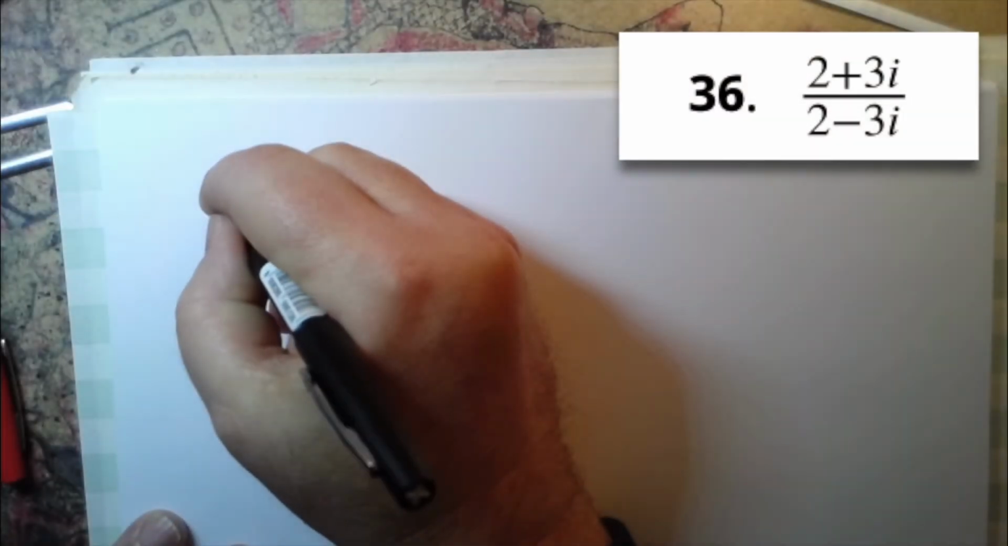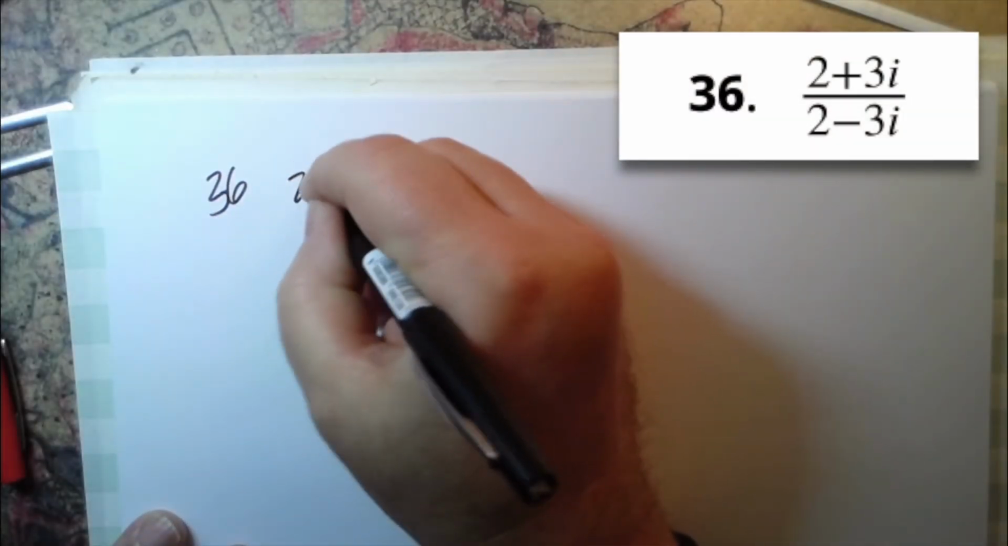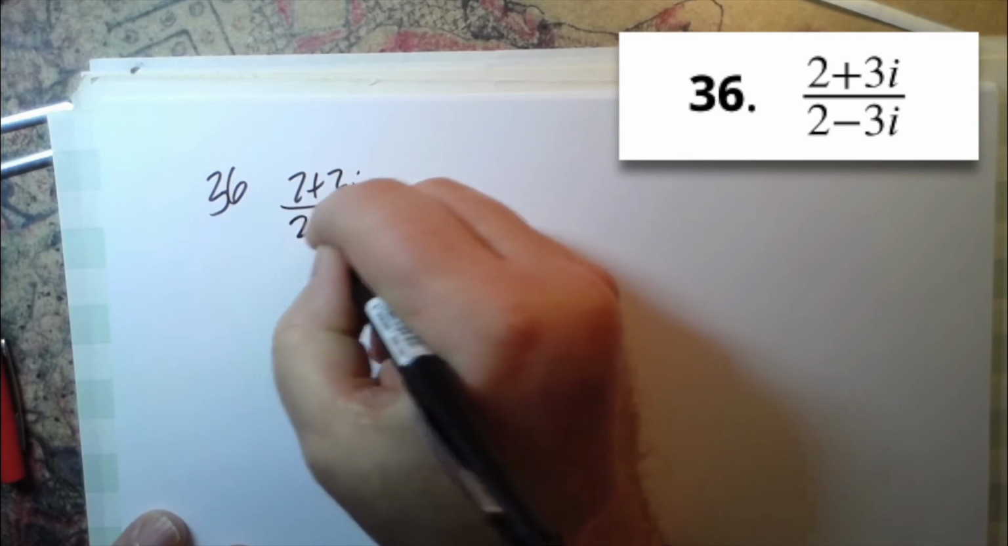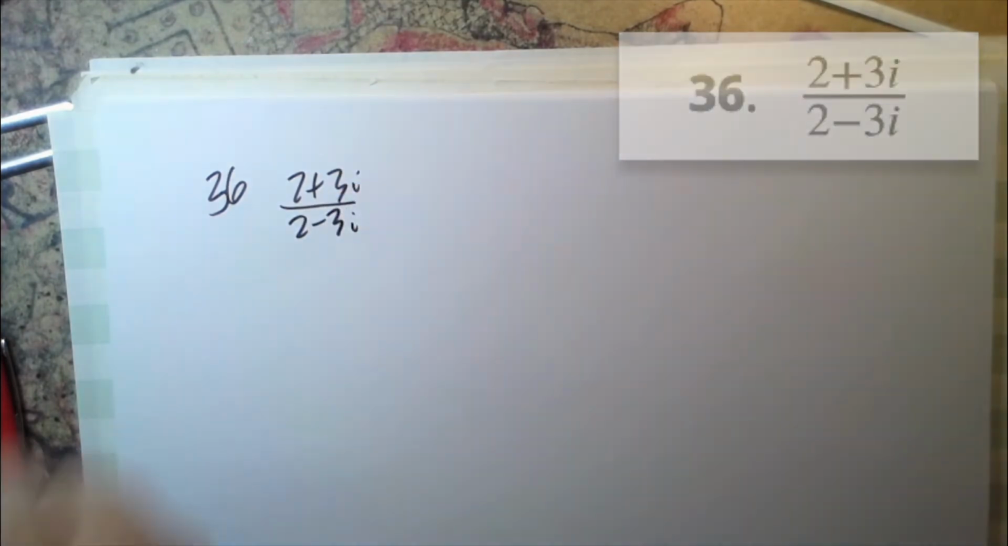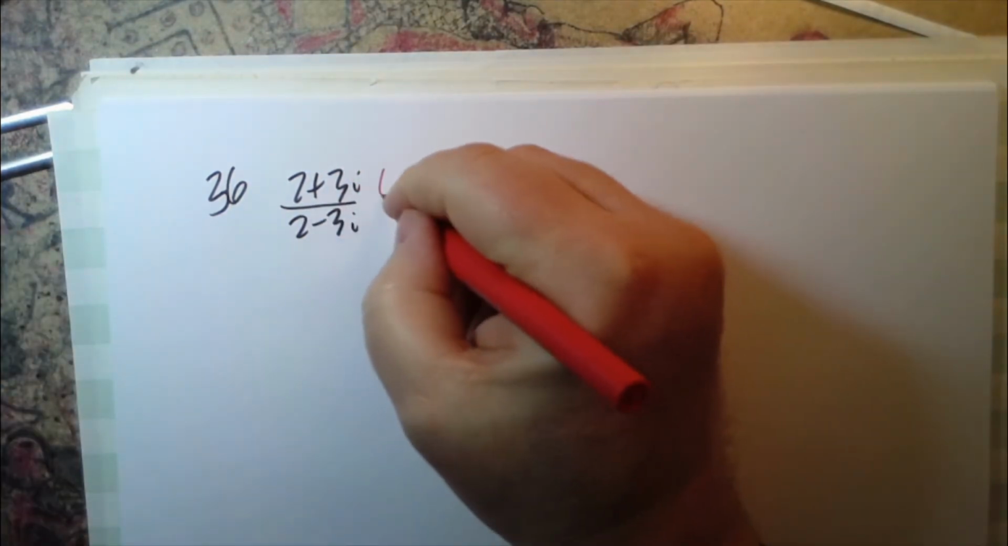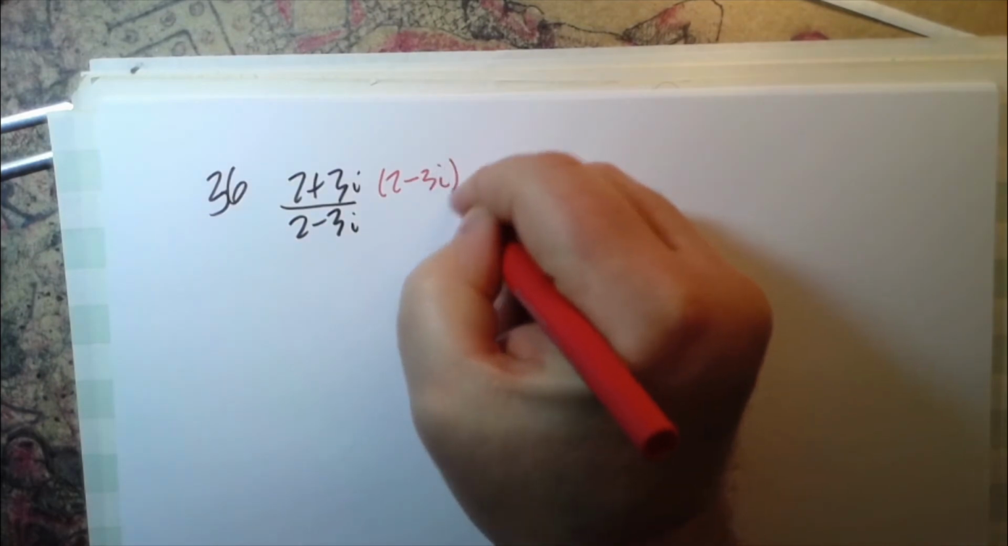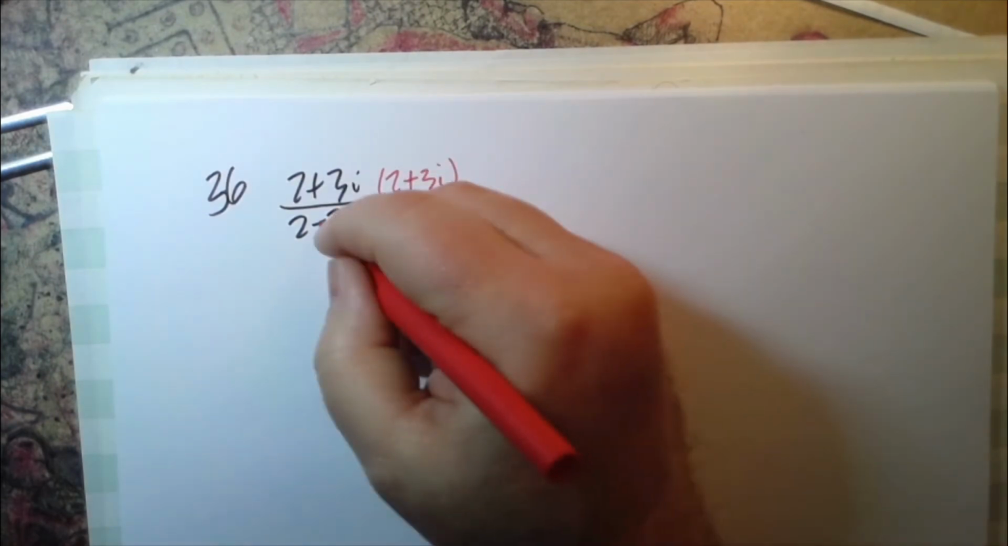All right, let's try 36. This is division. So what do I do? I multiply top and bottom by the conjugate of the bottom, which is just change that sign.